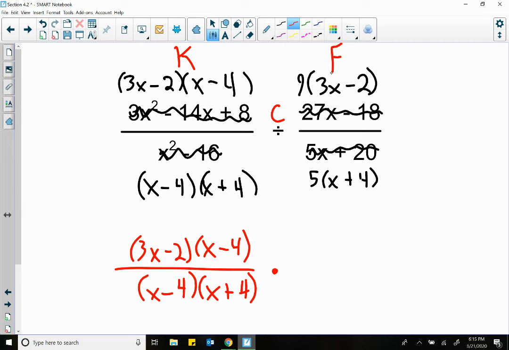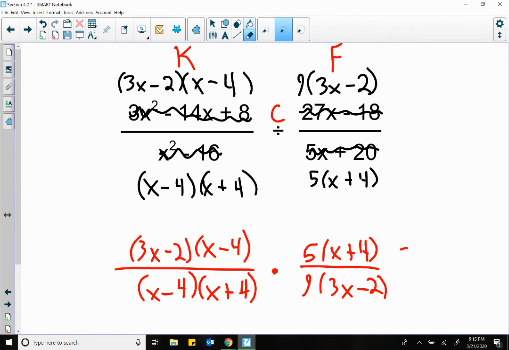And last, we're going to flip. We're going to take these 2 pieces and they're going to switch spots. So the 5x plus 4 goes on top, and the 3x minus 2 goes on the bottom. Okay? And then now you just write back to what we just did.